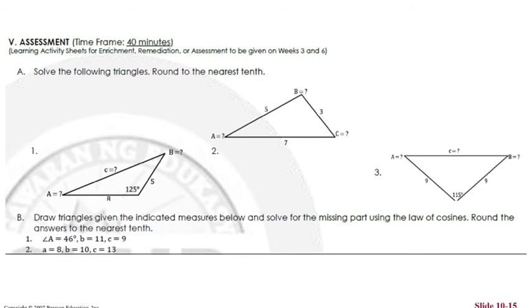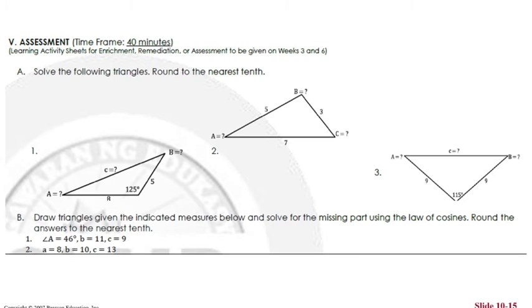Okay, let's have the assessment part. So I'm going to answer letter A number 1 and letter B number 2. I'm just going to show you how you're going to answer numbers 2 and 3 of A and number 1 of letter B. So for our number 2, you're given 3 sides.